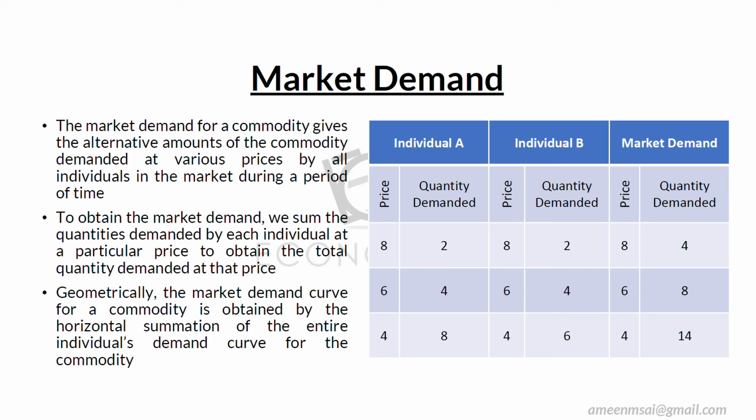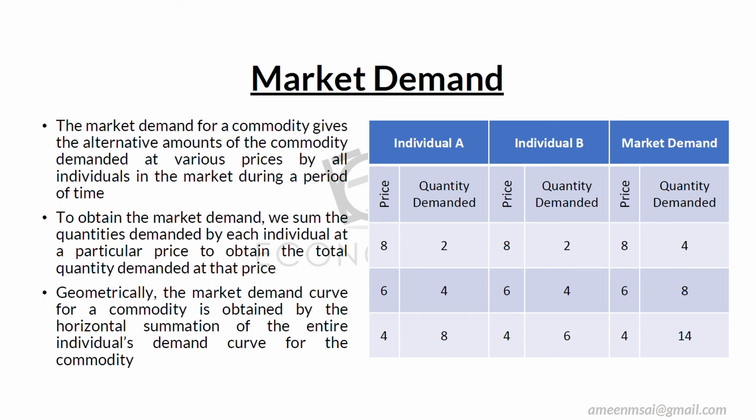So now, what is market demand? When we are considering demand, so far we have discussed individual demands. When we add all the individual demands in a market, we get the market demand. അതായത് നമ്മളിപ്പോൾ ഒരു വ്യക്തിയുടെ ഡിമാൻഡിനെ കുറിച്ചാണ് പഠിച്ചത്. ഒരു മാർക്കറ്റിലെ എല്ലാ വ്യക്തികളുടെയും ഡിമാൻഡിനെ നമ്മൾ ആഡ് ചെയ്താൽ we get the market demand. Market demand for a commodity gives the alternative amounts of the commodity demanded at various prices by all individuals in the market during a period of time.